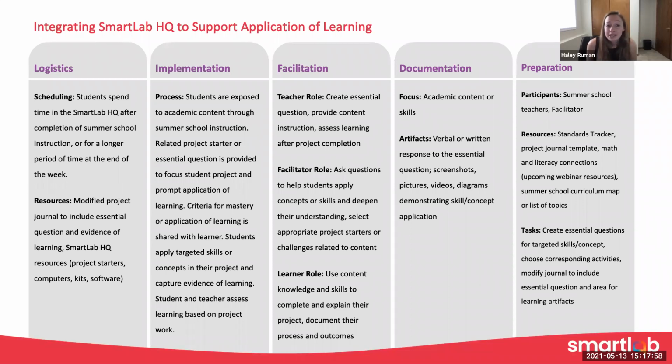I would recommend having a modified project journal that students use in the SmartLab. Have an essential question that really ties in that academic concept, whether that's focusing on writing with rich vocabulary, and your essential question is, how do we communicate ideas clearly? And they're asked to really focus on that when they're documenting in their journal.